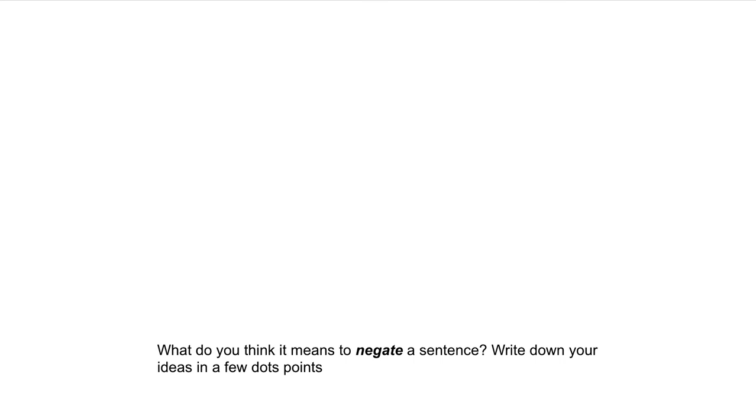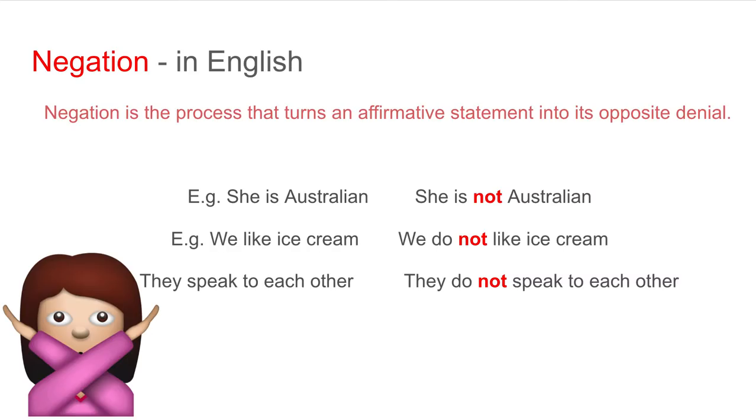Okay, if you've had time to put your ideas down, this is what it's about. So the negation in English, to keep things simple, is the process that turns an affirmative statement into its opposite, denial. When you say she's Australian, that's affirmative, but when you say she's not Australian, that's a negative. We like ice cream, affirmative. We do not like ice cream, negative. They speak to each other, that's affirmative, and they do not speak to each other, that's a negative.